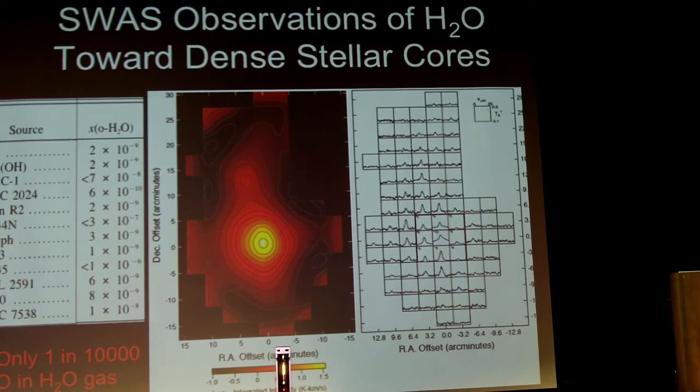So that taught us something about the chemistry. The chemistry was not doing what we expected it to do. If you just let the cloud sit there for a long time, bombarded by these energetic particles, it should make about 1 in 100. So something else must have been going on.